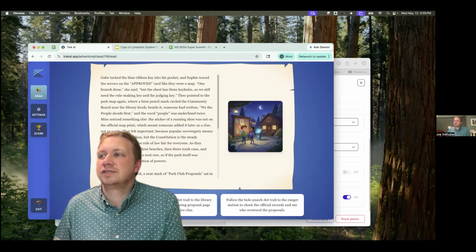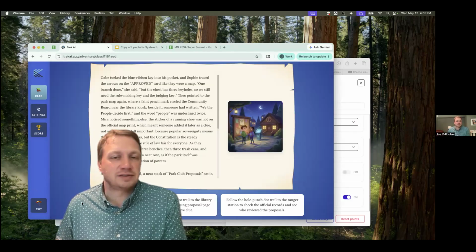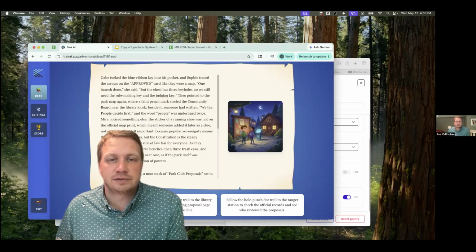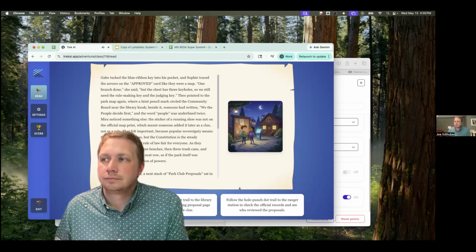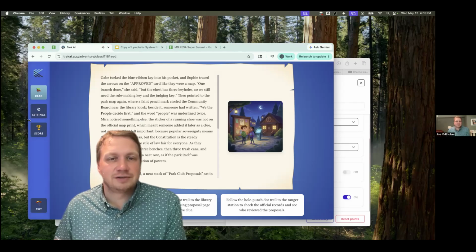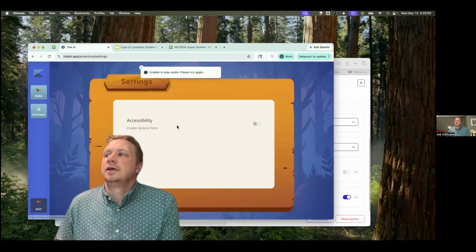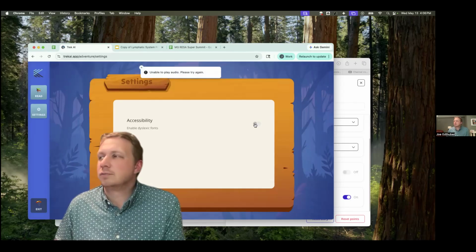The last thing I'll show you is text to speech. I know my son loves read alouds. "Abe tucked the blue ribbon key into his pocket, and Sophie traced the arrows on." So put the headphones in, get reading, have fun. Then it's unfolding more like a movie.